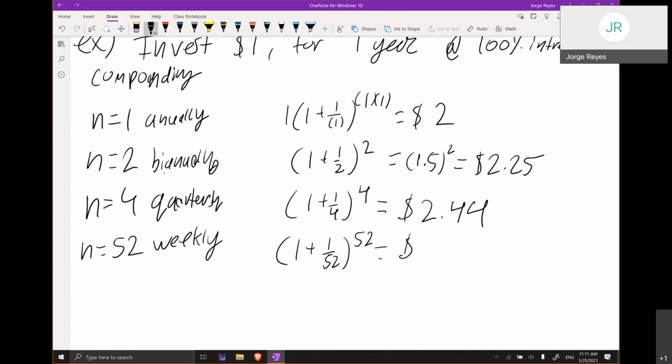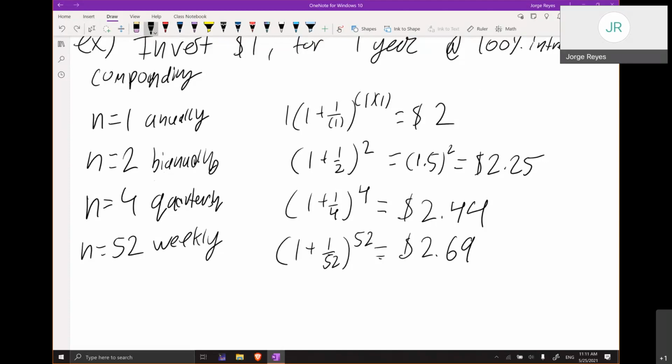So this is $2.69, it is 69 cents, okay? And so something you should be noticing, right? Like I went from $2 to 2.25 to 2.44 to 2.69, right? And 52 is way bigger than 4.